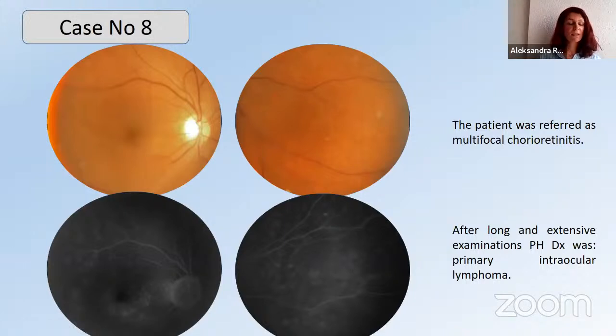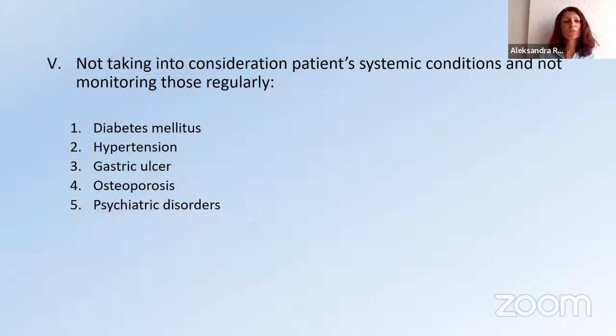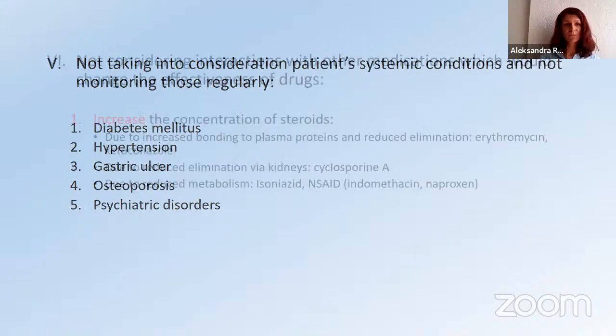There is usually a delay in diagnosis and treatment of those conditions, at least 6 months or more, because of atypical presentation. The next fault would be not taking into consideration patient's systemic conditions and not monitoring those regularly. As was mentioned previously, diabetes mellitus, hypertension, gastric ulcer, osteoporosis, psychiatric disorders, those patients have to be closely monitored if you decide to give them corticosteroids.